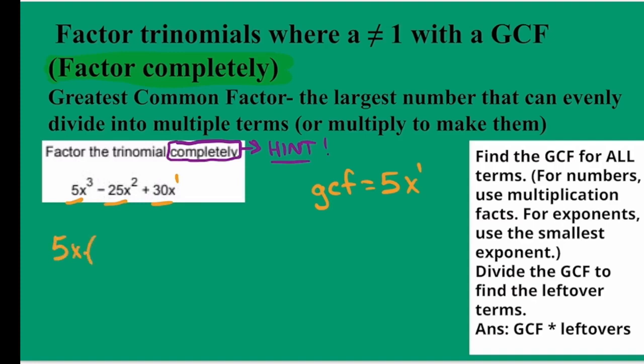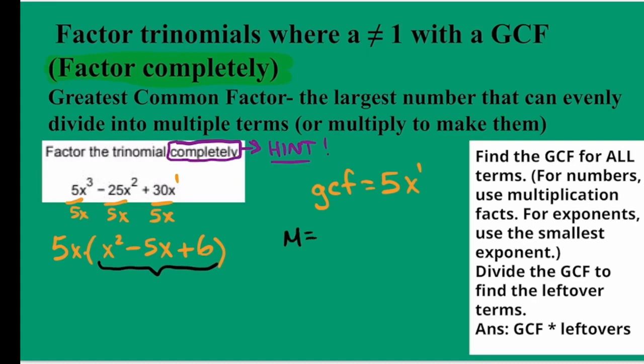And if I'm taking the 5x out, I need to figure out what is left over inside the parentheses. So I divide by 5x, and I'm left with x squared minus 5x plus 6. So I've taken out a common factor, I noticed it, I pulled it out, and now I have another trinomial. And this can be factored more.